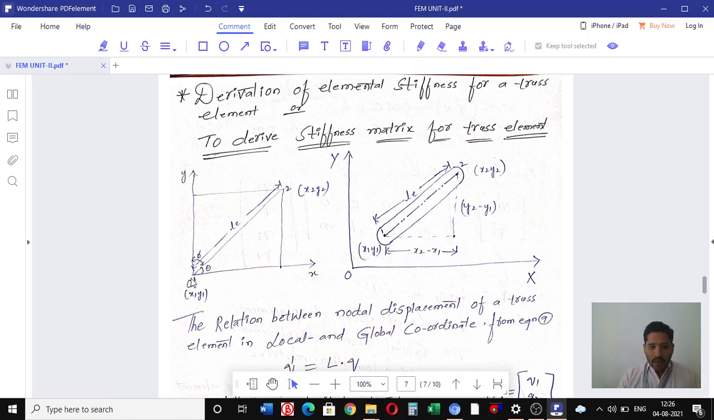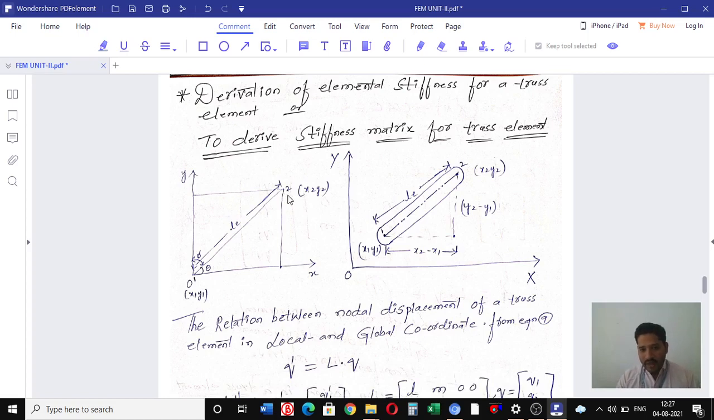So node 1 has the displacement in the x direction as well as in the y direction, represented by x1 y1. The load is acting at point 1, making the displacement x1 y1. The load is acting at point 2, making the displacement x2 y2.